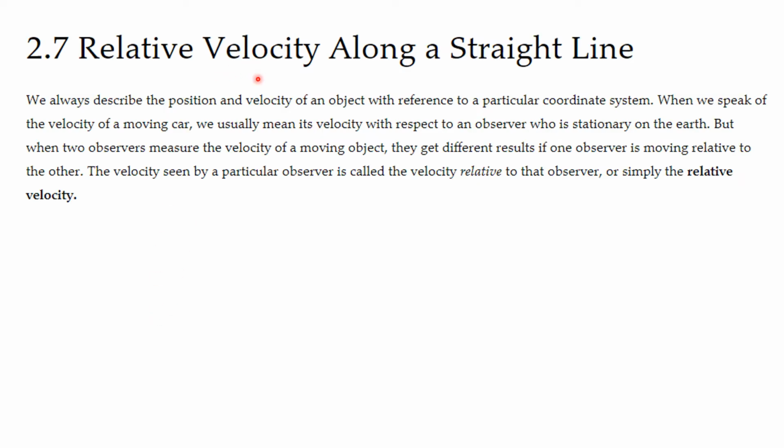Relative velocity along a straight line. We always describe the position and velocity of an object with reference to a particular coordinate system. When we speak of the velocity of a moving car, we usually mean its velocity with respect to an observer who is stationary on the earth. But when two observers measure the velocity of a moving object, they get different results if one observer is moving relative to the other. The velocity seen by the particular observer is called the velocity relative to that observer, or simply the relative velocity.